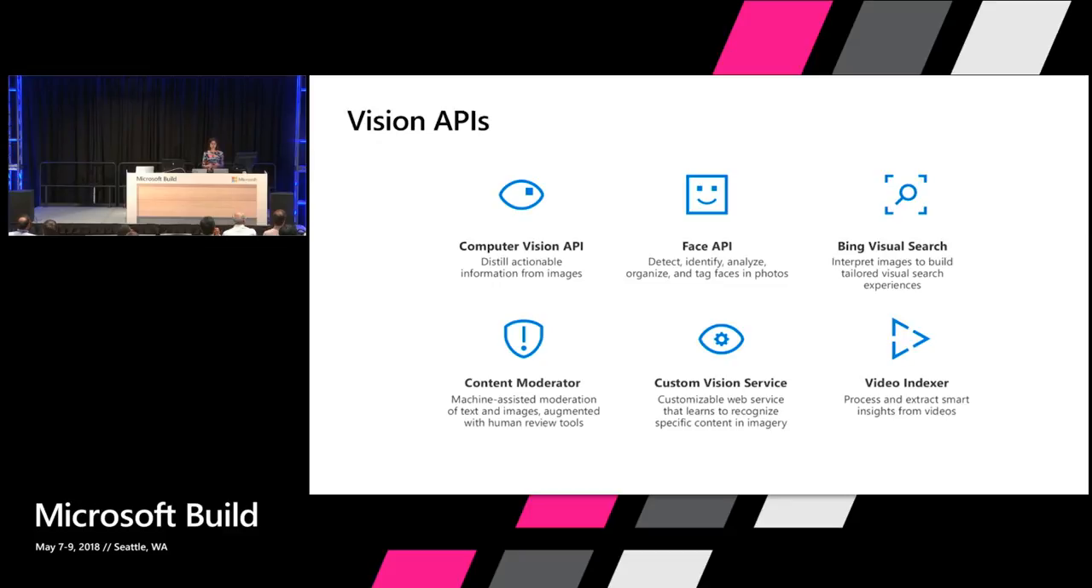There's Bing Visual Search, which is new at this conference, and GA at this conference, which lets you do search scenarios with images, taking photos and being able to do different kinds of searches. Content Moderator, which is a solution for doing moderation of lots of kinds of content, text, videos, et cetera, in a human review process. Custom Vision Service, which is a cloud service for building customized object detectors and image classifiers. And Video Indexer, which is a web service and also a website for processing videos and, again, generating intelligence from those videos.